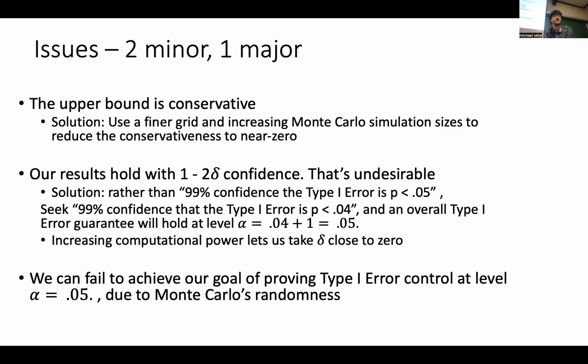Maybe need to increase the computer simulation size a little bit to pay for it, but if we assume unbounded computing power, this would get reasonable as we took that delta to be smaller and smaller and smaller. We just kind of don't care. The last issue we do need to fix.